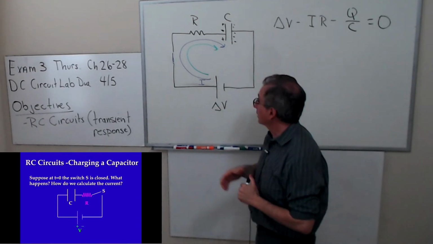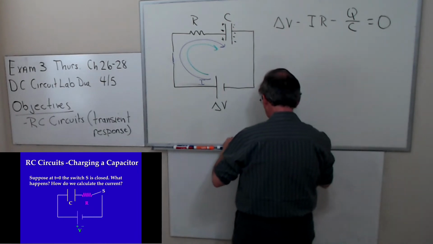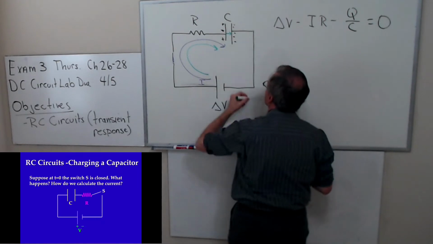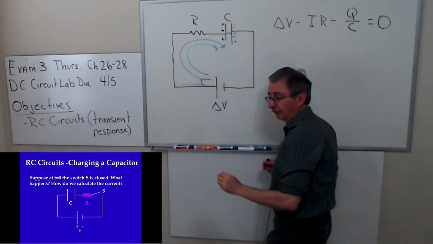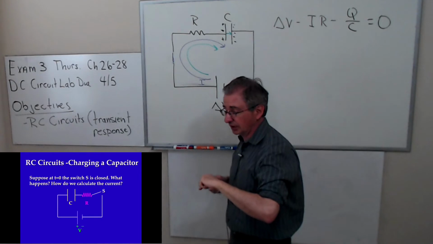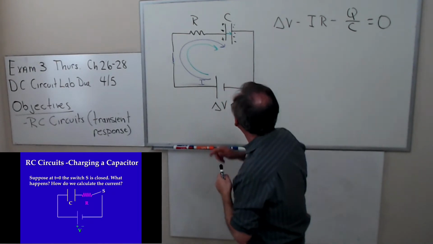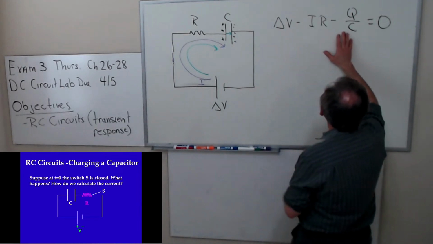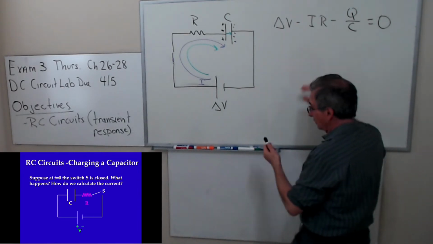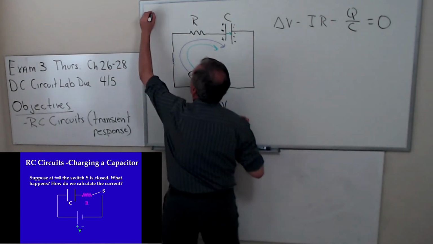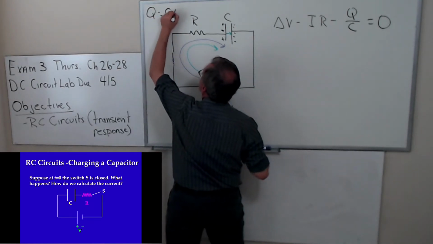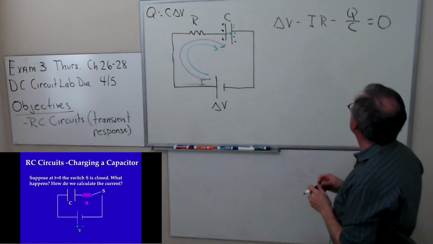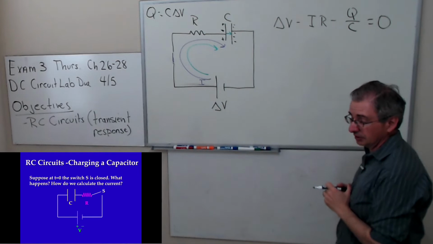Okay, because you have an electric field that points in this direction. You know that the electric field is in the direction of decreasing potential, right? Yes. So that means there has to be a drop here. And we can write it as Q over C because we know Q is C times V, or C delta V, sorry. Right? So we're all okay with this equation?